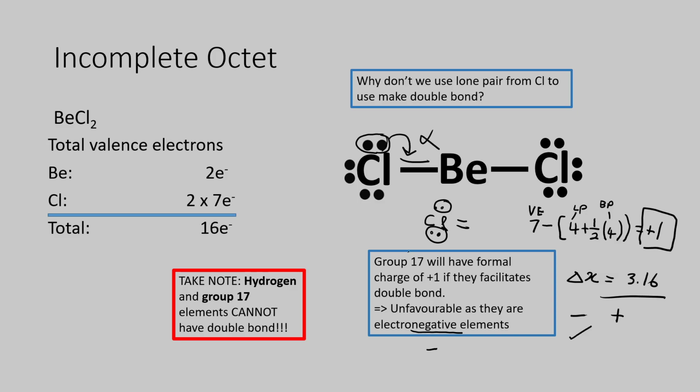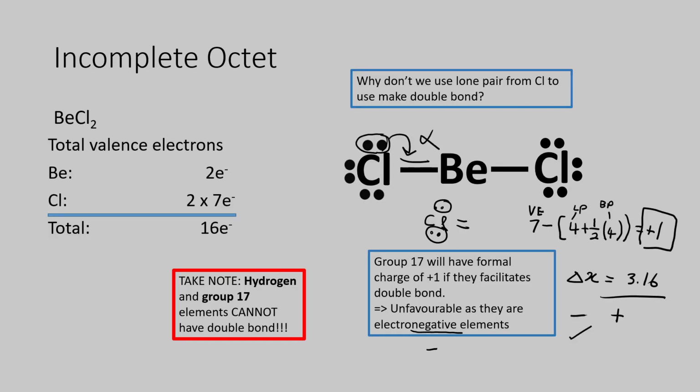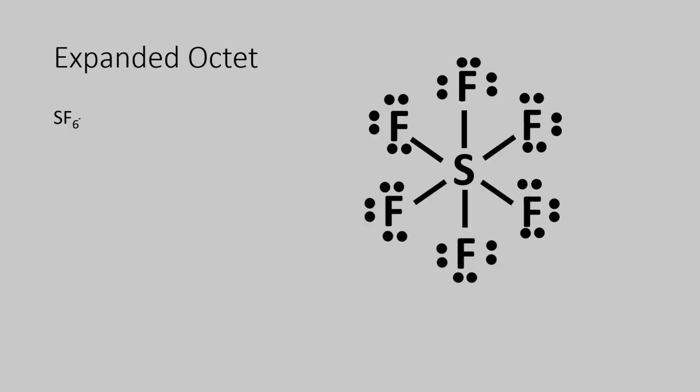So now kita tengok expanded octet pula. Expanded octet is by far the easiest one to spot. Kalau you tengok incomplete octet, kalau form the molecular punya yang dia bagi ni kan, kita tak tahu dia incomplete ke odd ke ataupun biasa. Sebab BeCl2 macam biasa je kan. Tapi expanded octet, you tengok from this pun you dah tahu dia expanded octet. Kenapa? Sebab you tengok the amount of terminal atom dia ada 6.